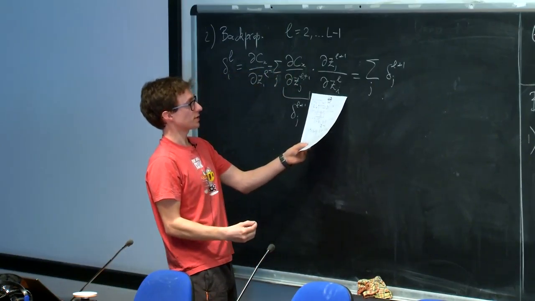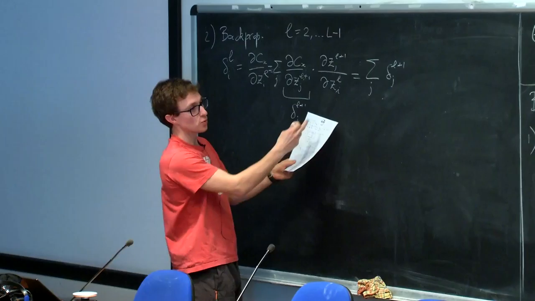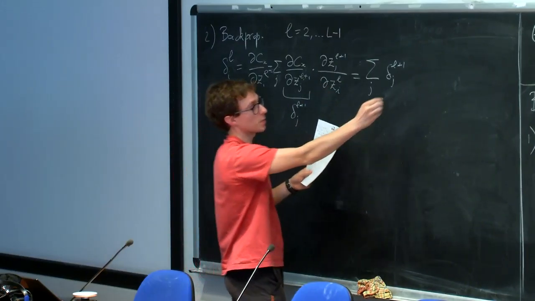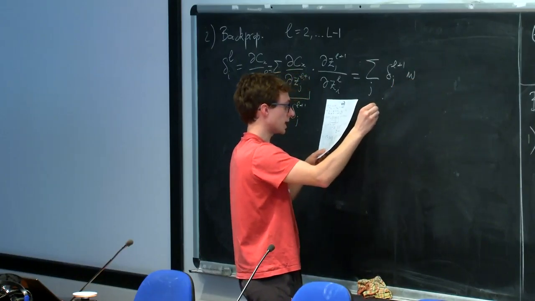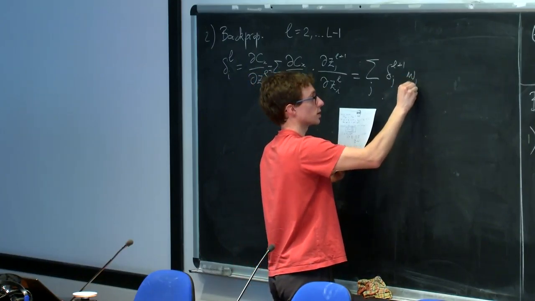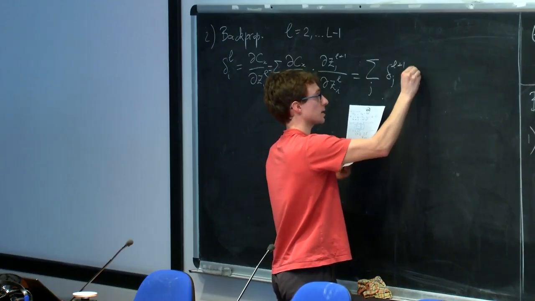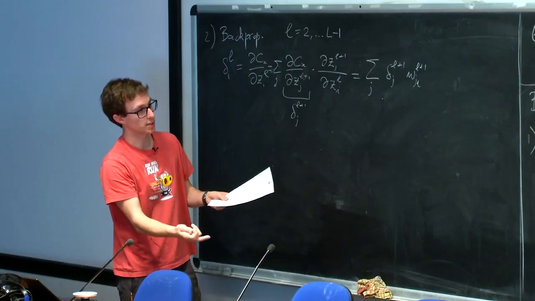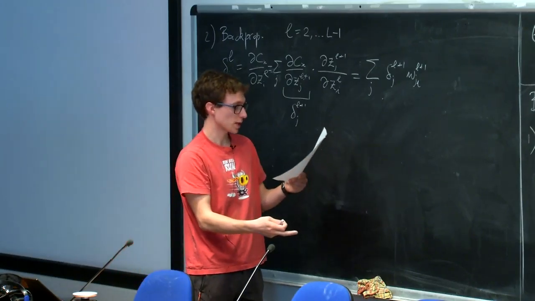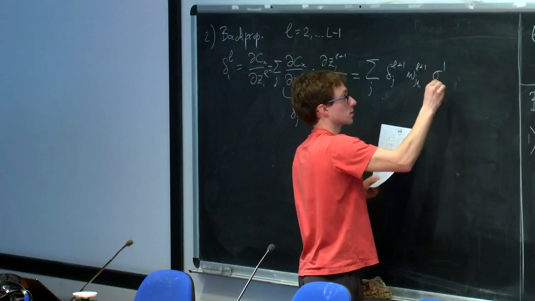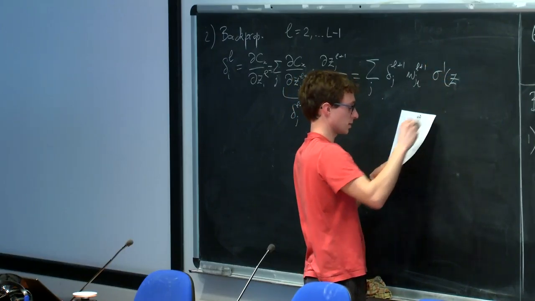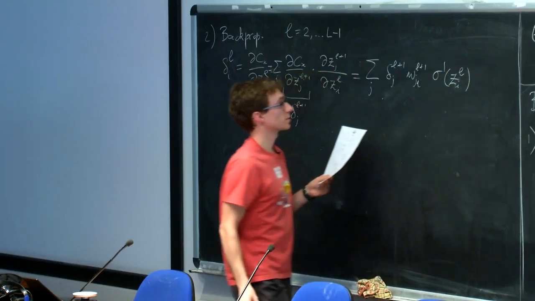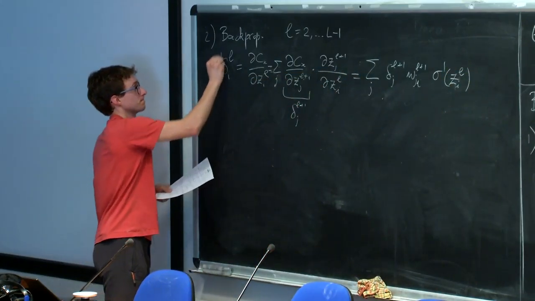And then I take the derivative of this. If you want, I first take the derivative with respect to a, which is going to give me the w_ji^(l+1). And then I take the derivative of the a with respect to z, which is sigma prime. Okay? Sigma prime of z_i^l. Okay?